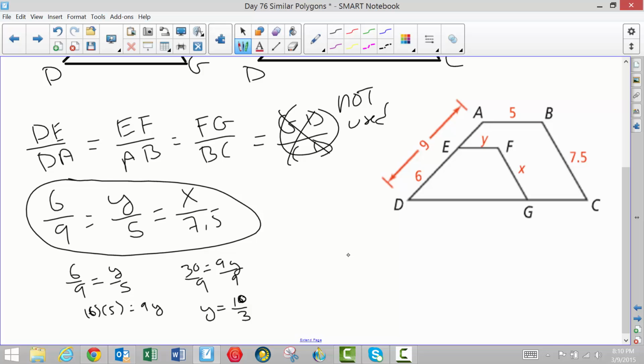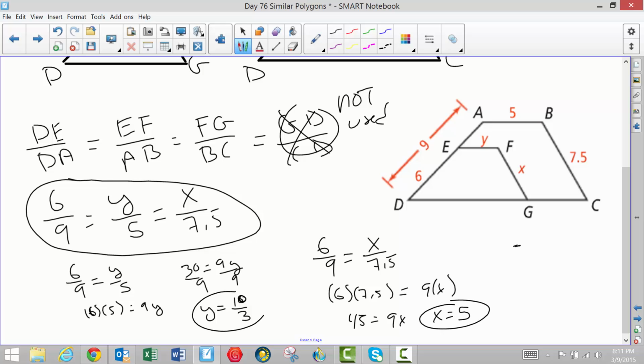To solve for x, again, pick the fraction that has no variables, so 6/9, and set it equal to the other fraction that has a variable. The other fraction that has a variable is x/7.5. So when I cross multiply to solve for x, I have 6 times 7.5, which is 45. So 6 times 7.5 equals 9 times x, which is 45, equals 9x. Therefore, x is equal to 5. And those are my answers.